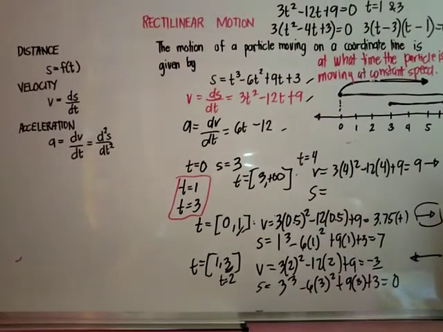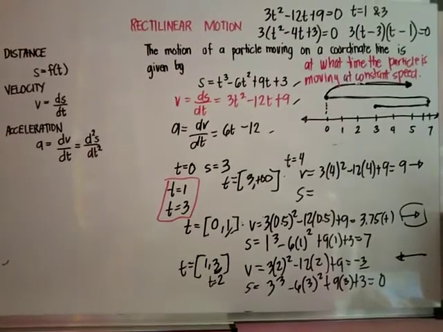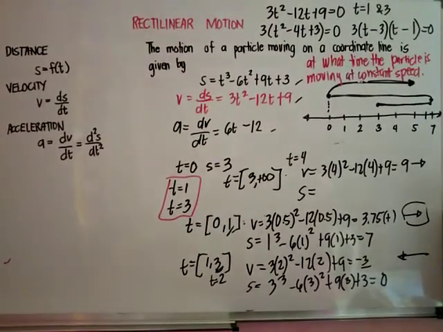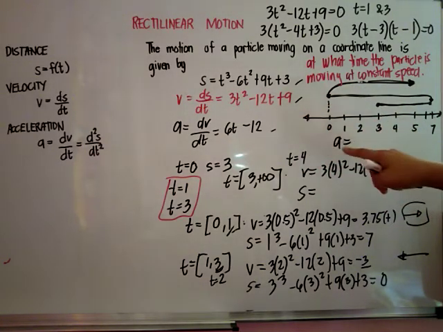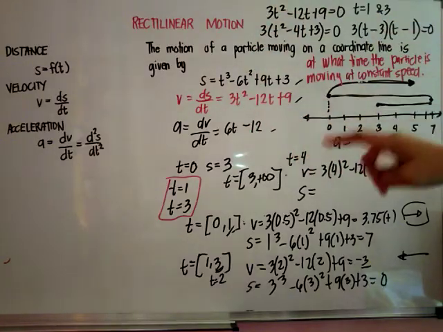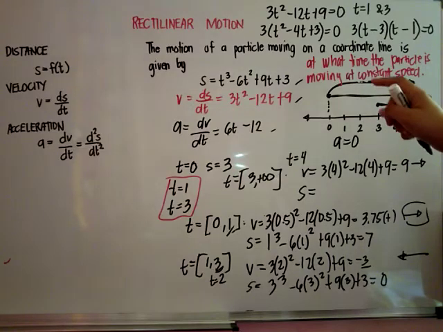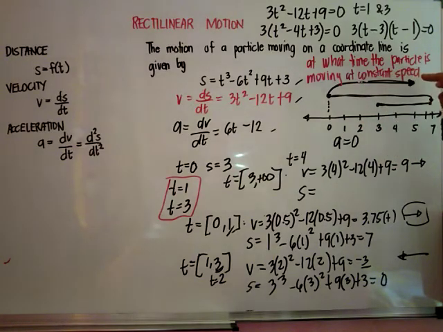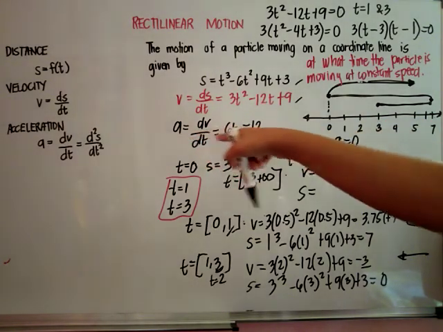So, when we say constant speed, di ba, the constant speed means zero ang acceleration, 'di ba? Di ba ang acceleration is the rate of change ng velocity natin with respect to time. So meaning kapag walang pagbabago sa velocity natin, naging constant siya, meaning a is equal to 0. So ang gagawin lang natin, i-equate natin sa 0 yung a.